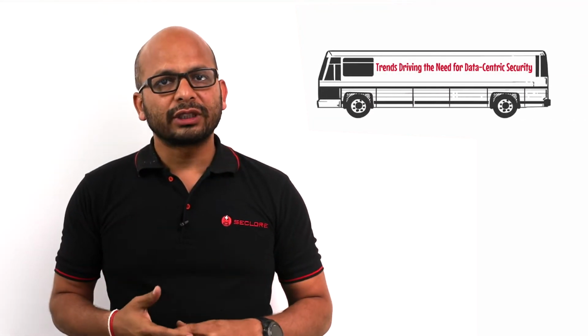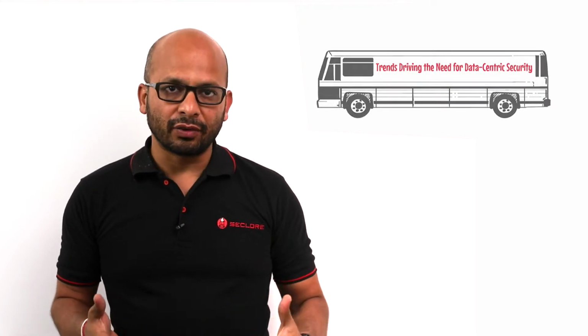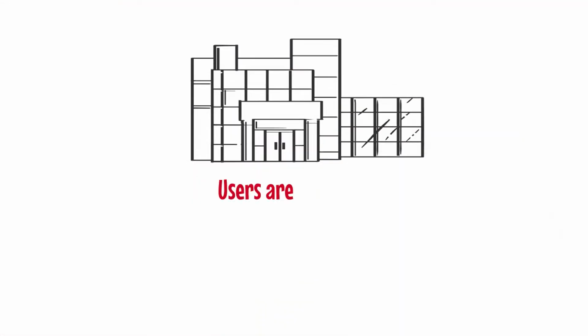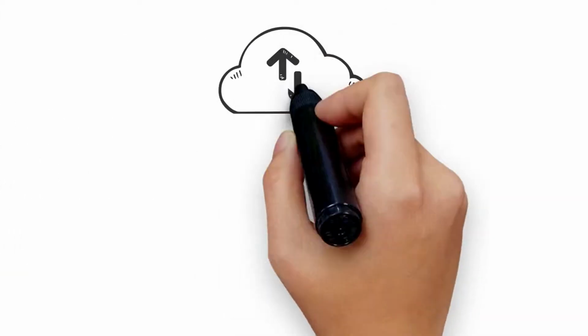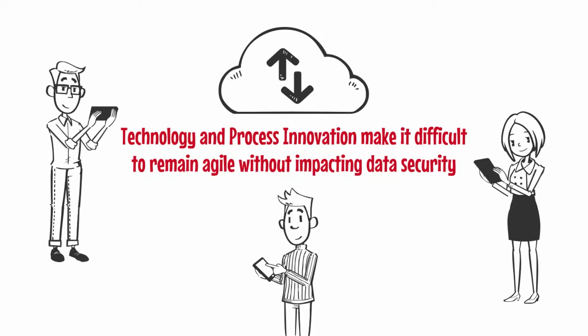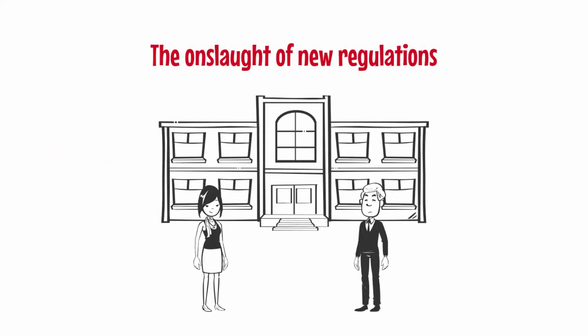All of this while the data is at rest, in transit, and in use. Several trends are forcing enterprises to beef up their data-centric security infrastructure, including: 1. Users are increasingly working outside of the corporate network and often include partners and subcontractors, making it more difficult to control information. 2. Technology and process innovations such as the use of personal devices, file sharing services, the shift to largely ungoverned cloud applications, and outsourcing make it difficult to remain agile without impacting data security. 3. The onslaught of new regulations which require organizations to control, track, and even revoke information beyond the perimeter.